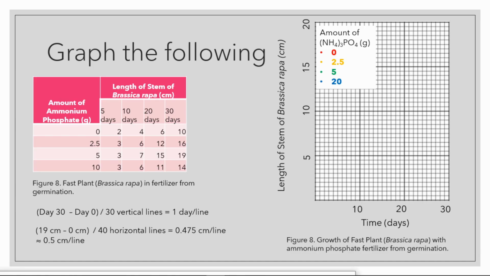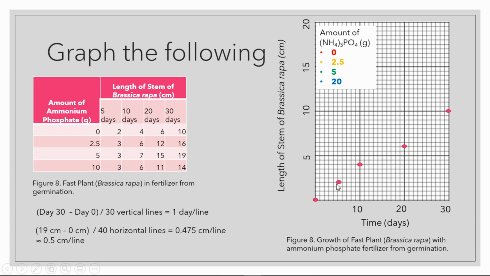Okay, so the next thing we need to do is plot our points. So if we start with 0 grams of fertilizer, at 0 days, there was 0 stem length. I'll plot that out at the 0 point. Then at 5 days, there was 2 centimeters of growth. So we count 1, 2, 3, 4, 5, and we go up 2. Now each line is ½ a centimeter, so 1, 2. There's my point. Okay, and then I plot out my 10 days, which is at 4. I plot out my 20 days at 6, and then my 30 days at 10.